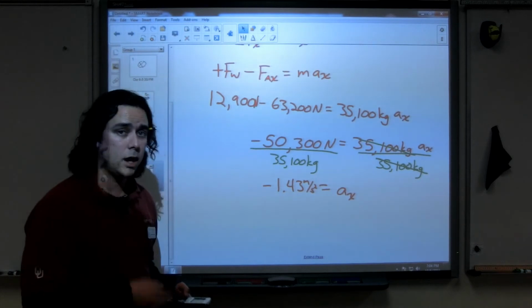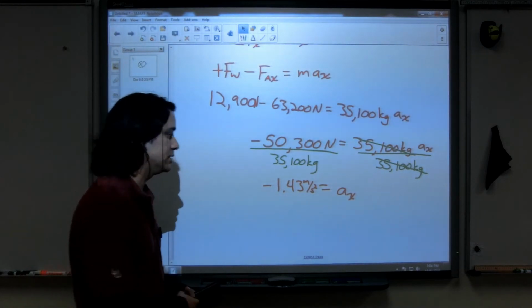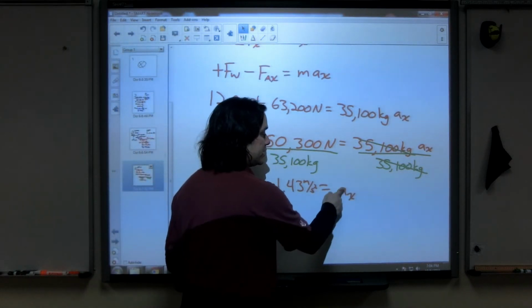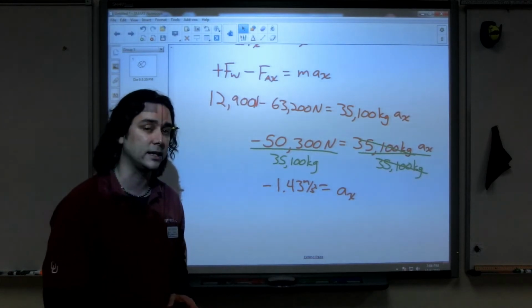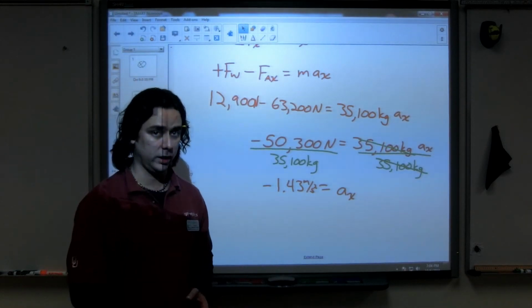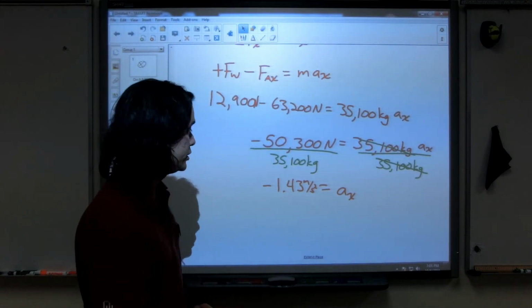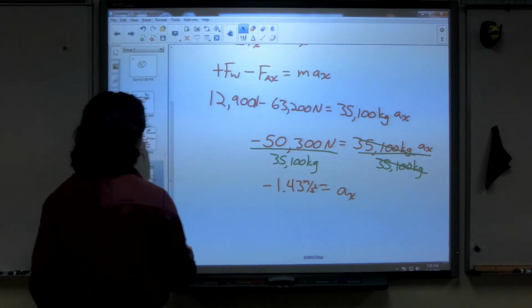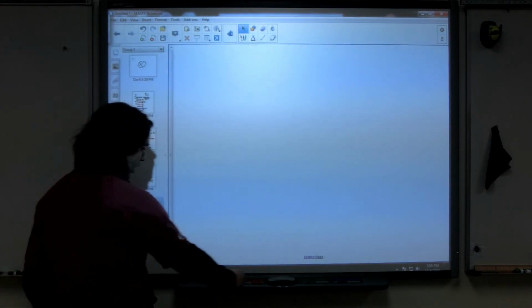All right, now this is not my answer, because this is only part of the acceleration. This is the acceleration in the x. They want the total acceleration. So, this is part of it. We found our x component. We now need to look in the y direction.